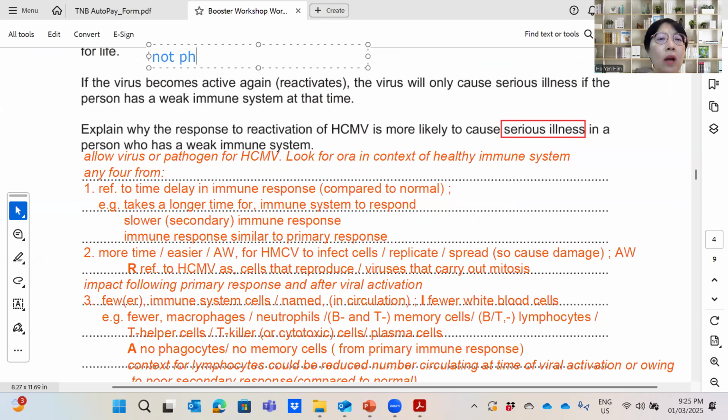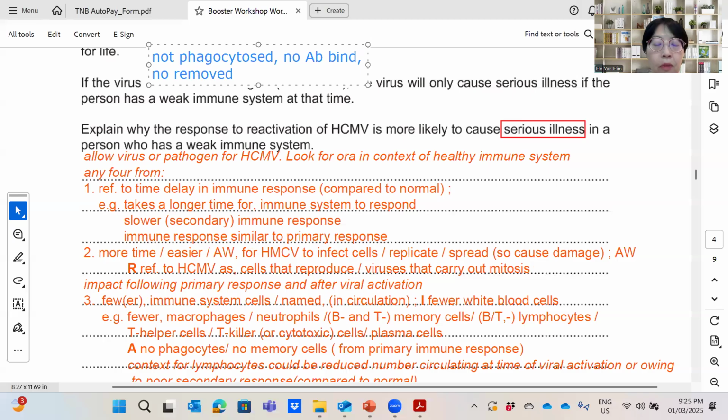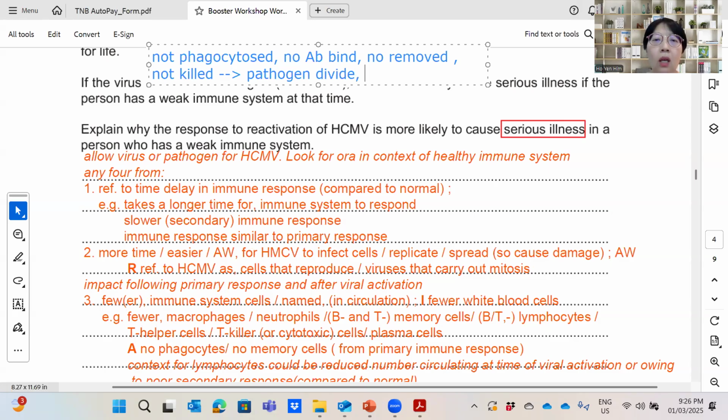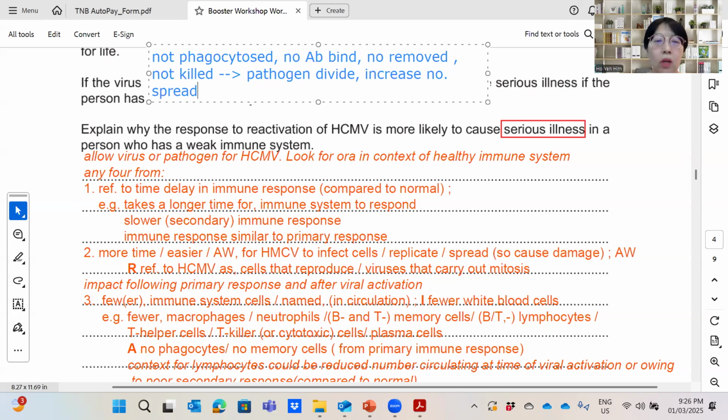So how to talk about the person is seriously ill is when the pathogen cannot be killed, right? So not phagocytosed, no antibody bind to it, right? So therefore, not removed by phagocyte, right? So therefore, when not removed, not killed. So not killed, then what happened? Not killed means what? They will start to multiply, or we say, I don't like to use multiply, the cell will divide. The cell, or if you say virus, cannot say the cell, right? So the pathogen will divide in the body, increase in number, okay, and then spread throughout the body.